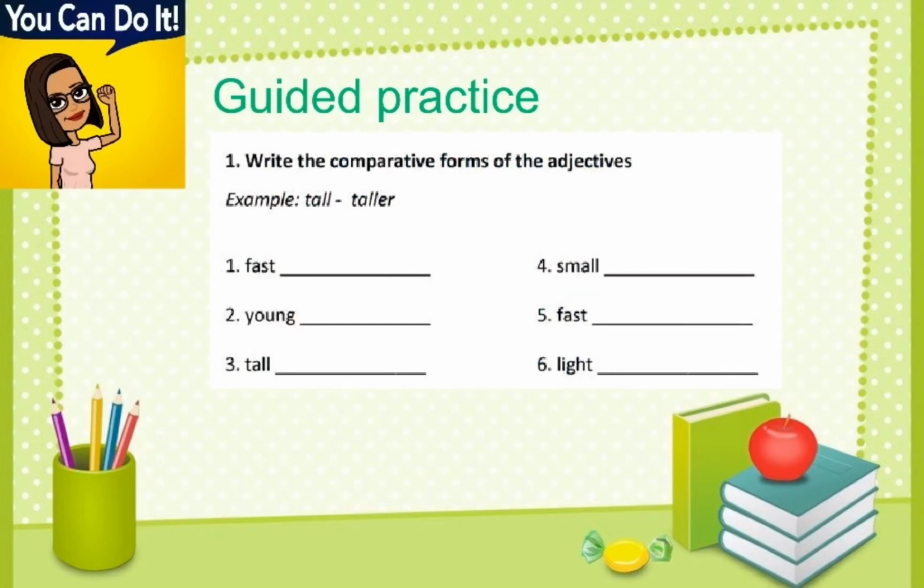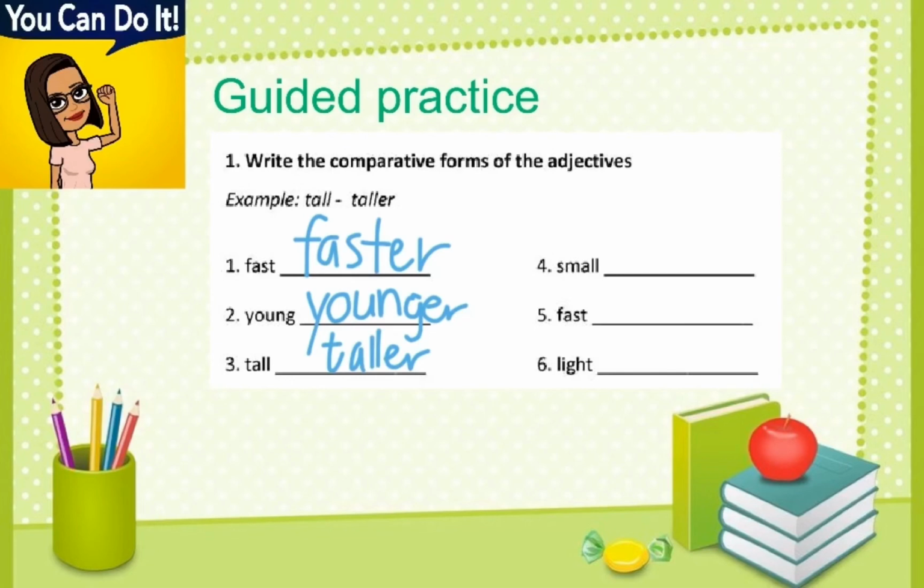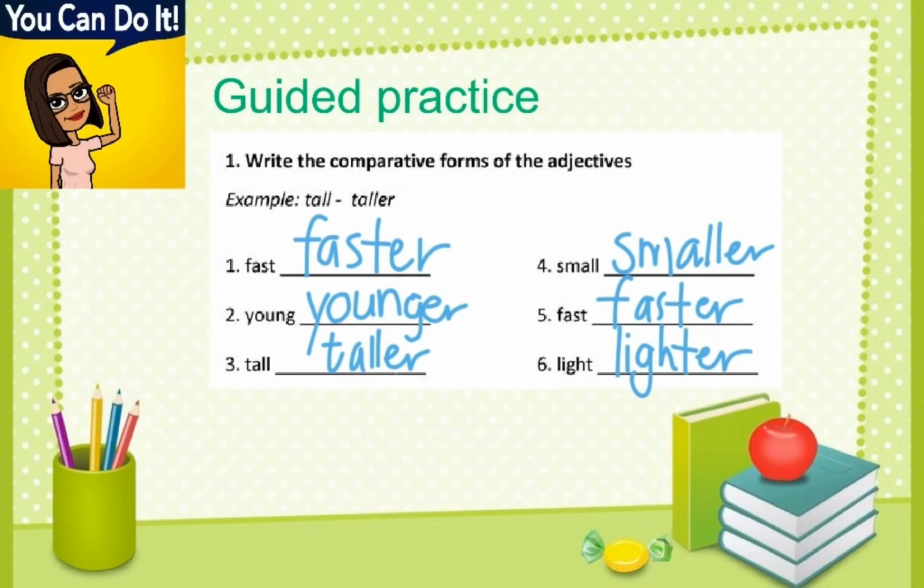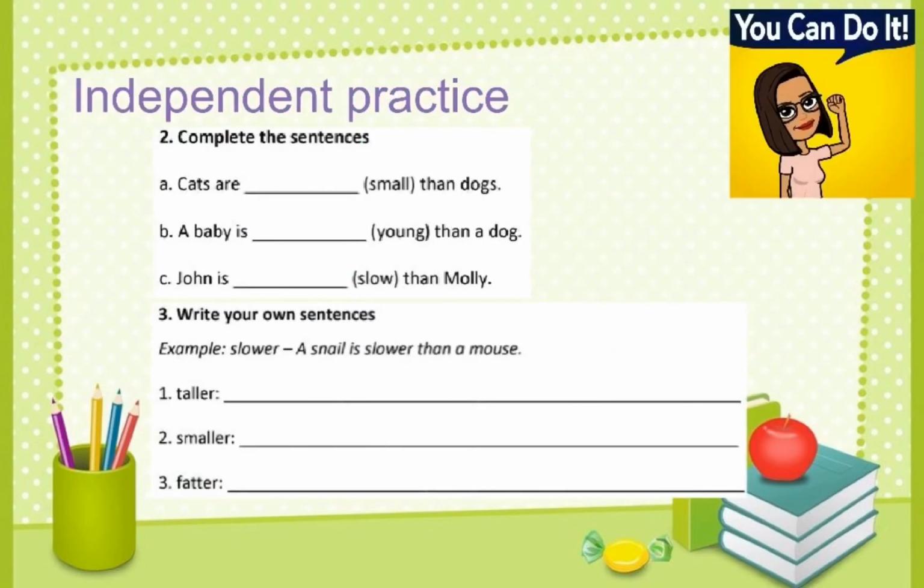Now let's do some guided practice to review what we learned today. It says, write the comparative forms of the adjectives. Let's do this together, shall we? Let's begin. Fast. Remember, it's a short adjective. It ends in a consonant, so we just need to add er. Young. Again, it ends in a consonant, so we just need to add er. Younger. Tall. Taller. Small. Smaller. Fast. Faster. And light. Lighter. Easy, right?